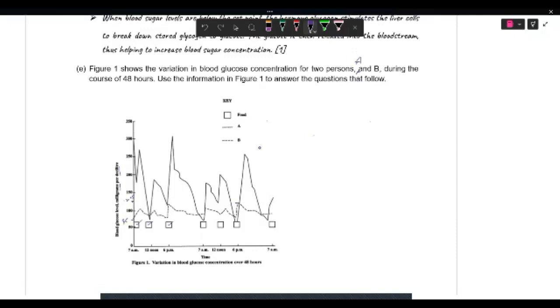levels really well. So we can definitely say that A is diabetic. And this person is normal, at least with respect to diabetic conditions, they are non-diabetic. All right, non-diabetic.